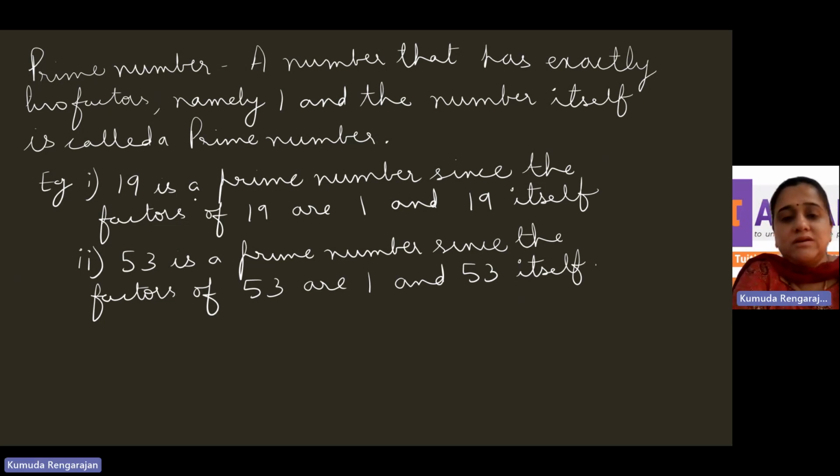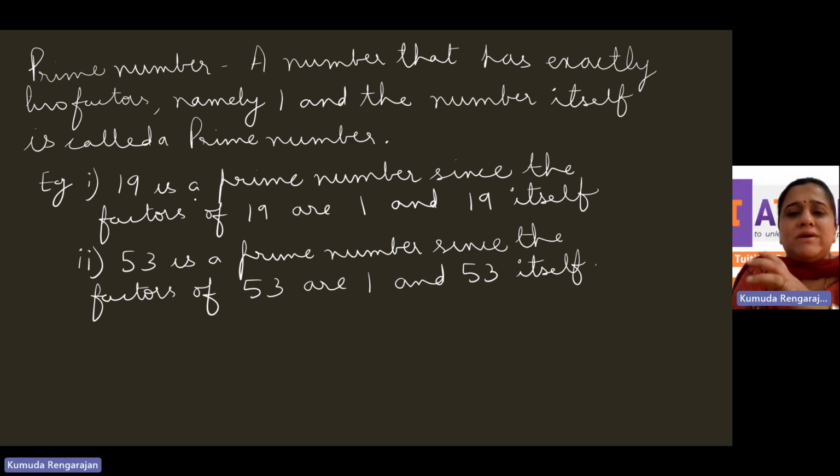Okay, please stop writing. Listen to me. A number that has exactly two factors is called a prime number. Now, again, the collection of prime numbers is infinite. There are infinitely many prime numbers.